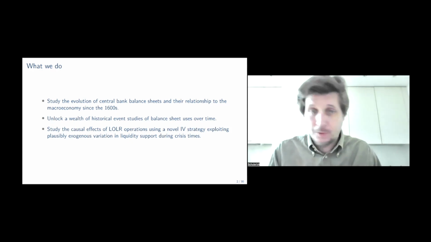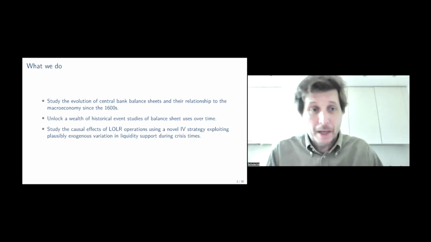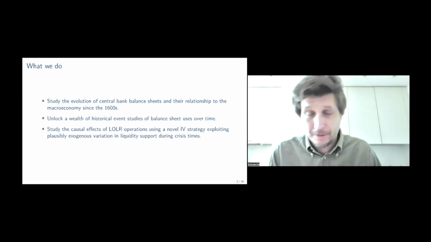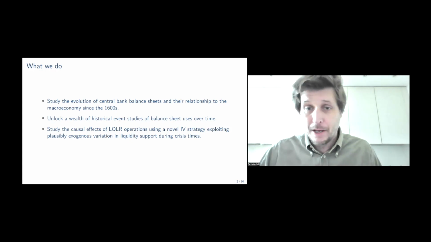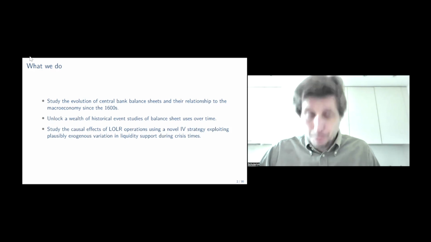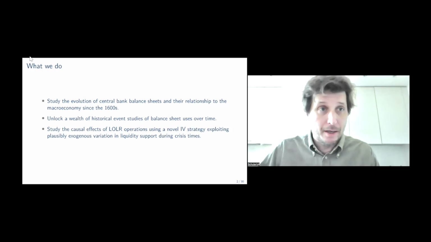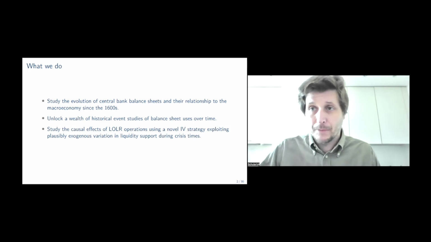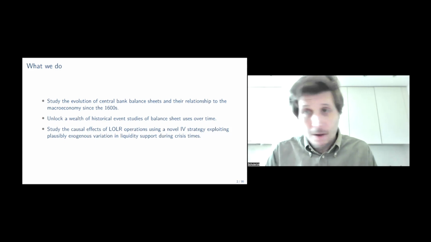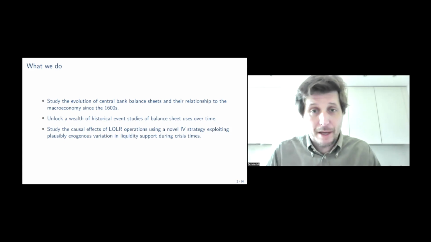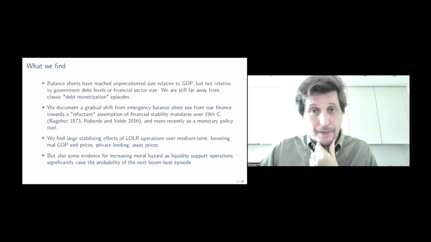And for those of you who wake up in the morning and worry about identification, we're going to study the causal effects of lender of last resort operations using a novel IV strategy that exploits, using a long-run data set, plausibly exogenous variation in liquidity support during crisis time. So I think that's the first, and it connects very nicely with what Enrico just said. We know relatively little about this go-to, the sort of first aid that central banks provide these days to economies and financial sectors. We study the effects of that in history.